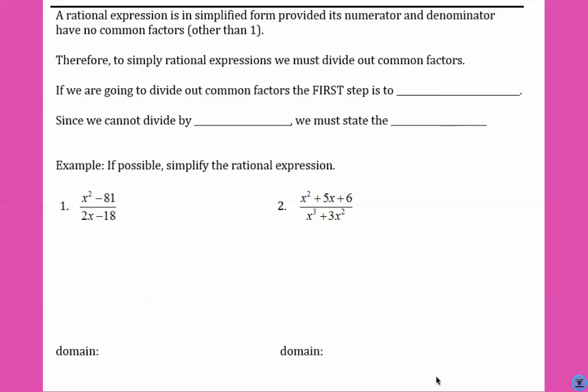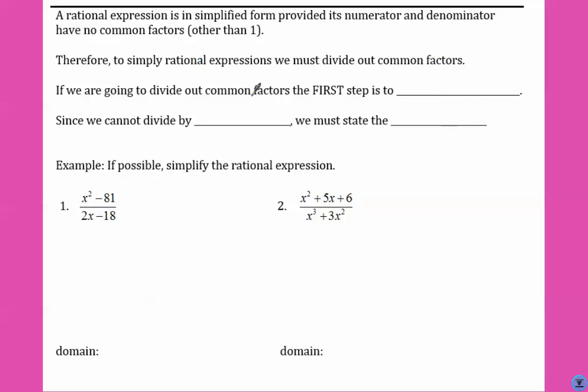All right, today we're going to learn how to simplify, multiply, and divide rational expressions. A rational expression is in simplified form provided its numerator and denominator have no common factors other than 1. To review from early in the year, rational numbers could be written as fractions, so rational expressions are all going to look like fractions. So, to simplify rational expressions, we must divide out all common factors.